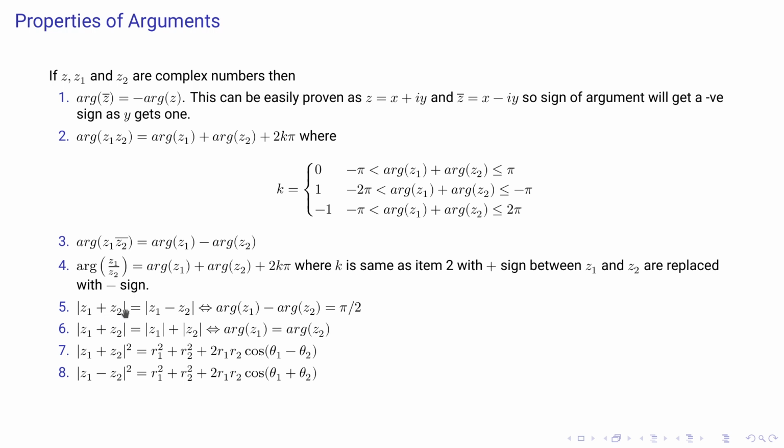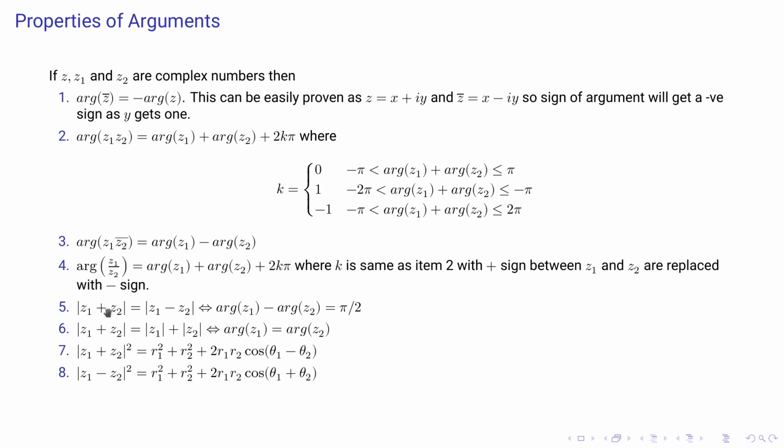Now, if mod of Z1 plus Z2 is equal to mod of Z1 minus Z2, then argument of Z1 minus argument of Z2 is equal to pi by 2. How you can understand this is, suppose this is our Argand plane, there is a Z1, there is a Z2. When you add these, you will get another Z, right? In this case, what will be the real part? It will be x1 plus x2 and the imaginary part will be y1 plus y2.